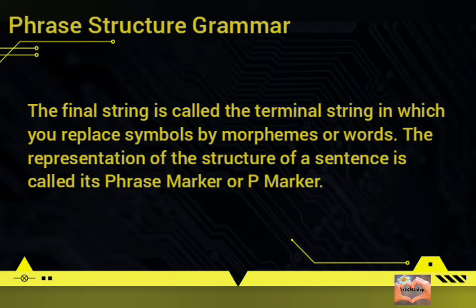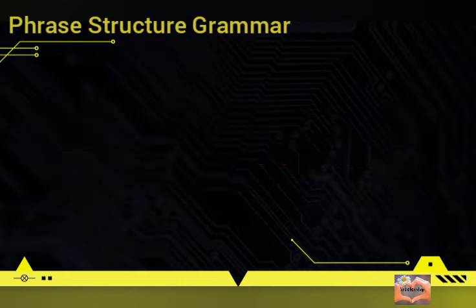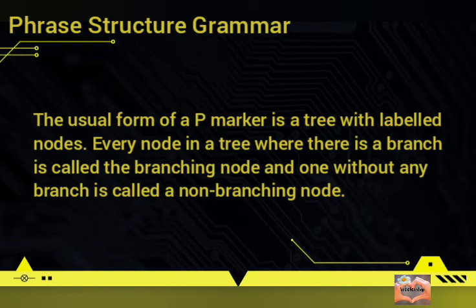The final string is called the terminal string, in which you replace symbols by morphemes or words. The representation of the structure of a sentence is called its phrase marker or P-marker. Every node in a tree where there is a branch is called a branching node, and one without any branch is called a non-branching node.